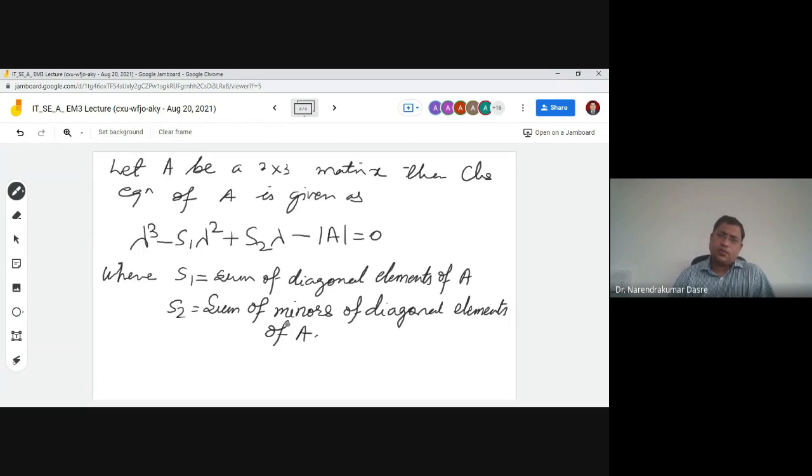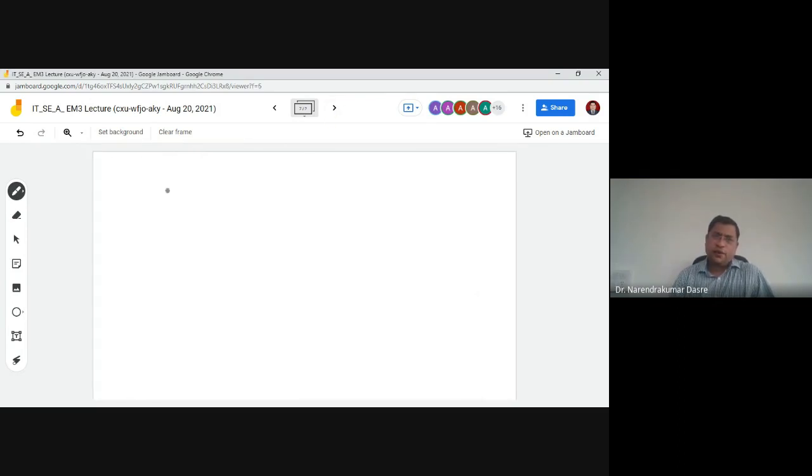So it is the sum of minors of diagonal elements. So how do we calculate a minor? You can get the minor from the determinant of A by deleting the row and column of that particular element. For example, we have the matrix A, B, C, D, E, F, G, H, I. This is the matrix A, and I want to know the minor of, suppose, D.